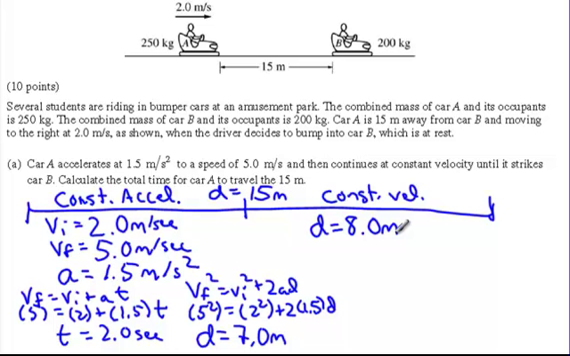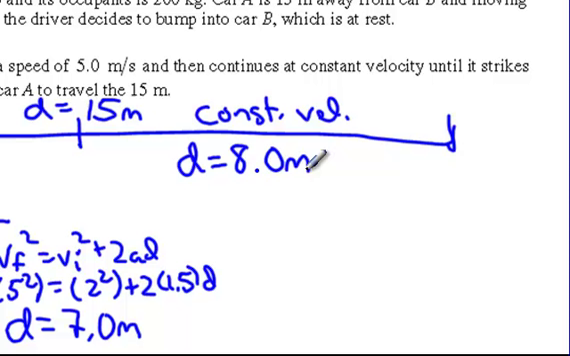How did I find that out? Well, the car traveled 15 total meters. 7 meters was constant acceleration. And when we subtract, we end up finding our displacement was 8 meters on the constant velocity.